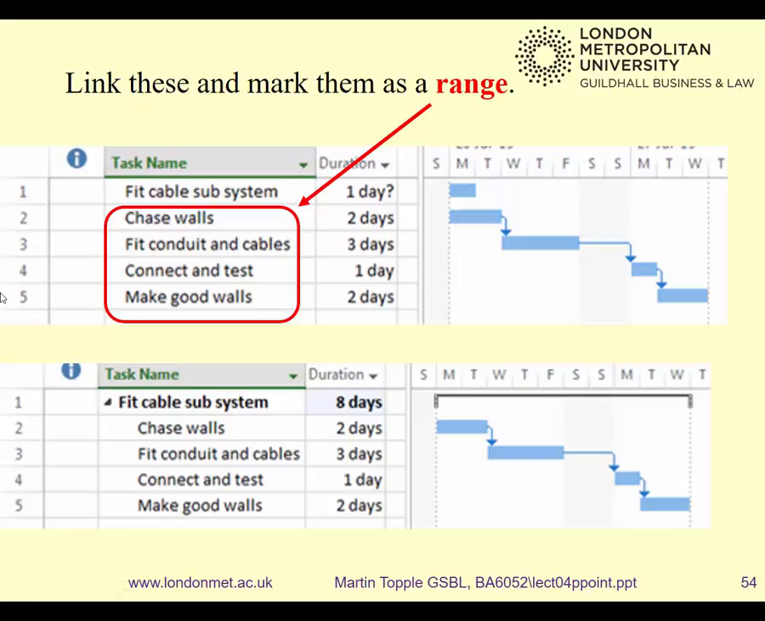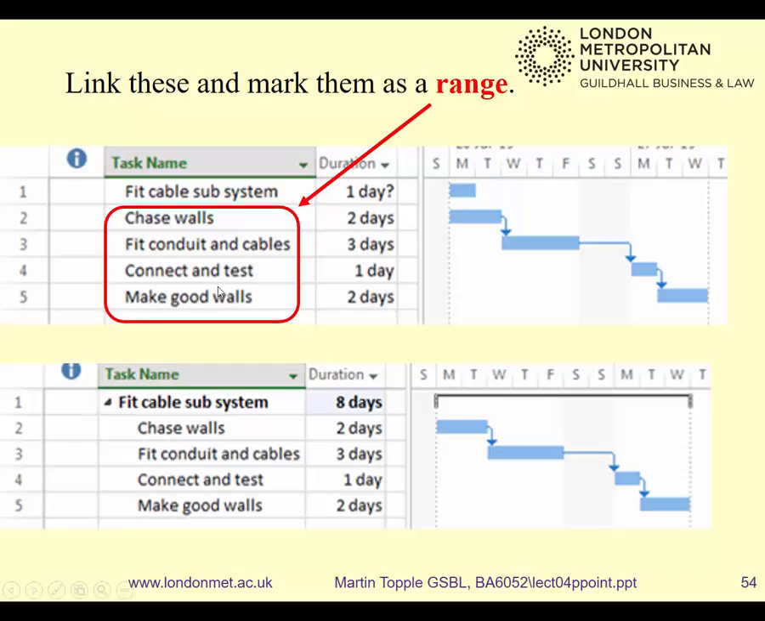And what we've got here is we're redecorating an office, and you've got something called fit cable system, and that's a phase, and it consists of these 4 tasks. So when you've chased the walls, fit the conduit, connected and tested and made good the walls, you've completed fit the cable subsystem. So what we do is we type in all of this information, and I've made the links between those 4 tasks, these 4 here.